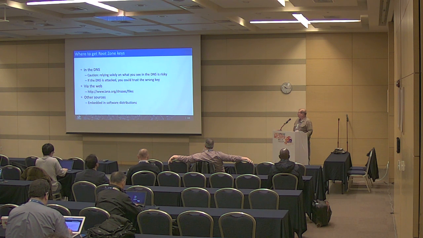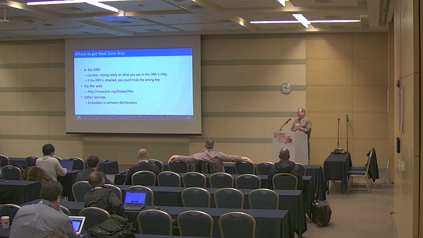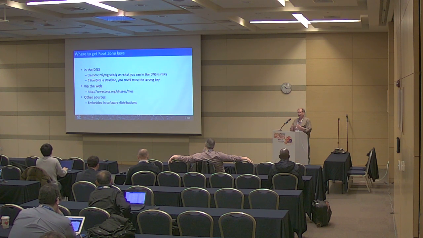Where can you get the root zone KSK? It's in the DNS. Of course, you're looking at the DNS, and you're trying to protect yourself against bad answers. But the KSK is actually right in there. You ask for the root zone's key set, and look for 257. You'll see that that's the key set we have in place.